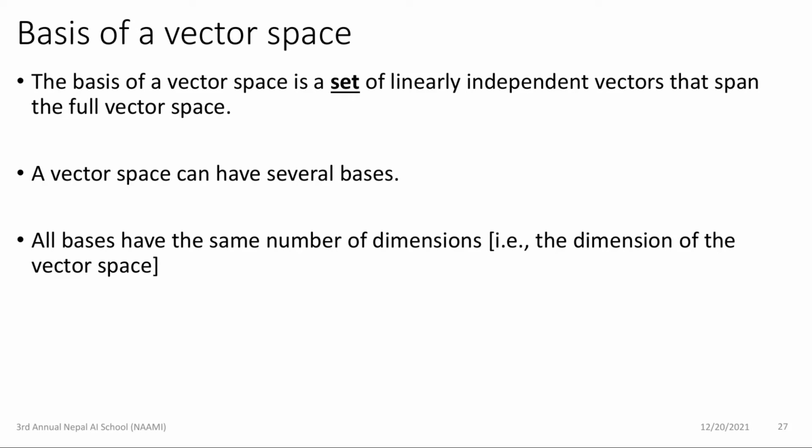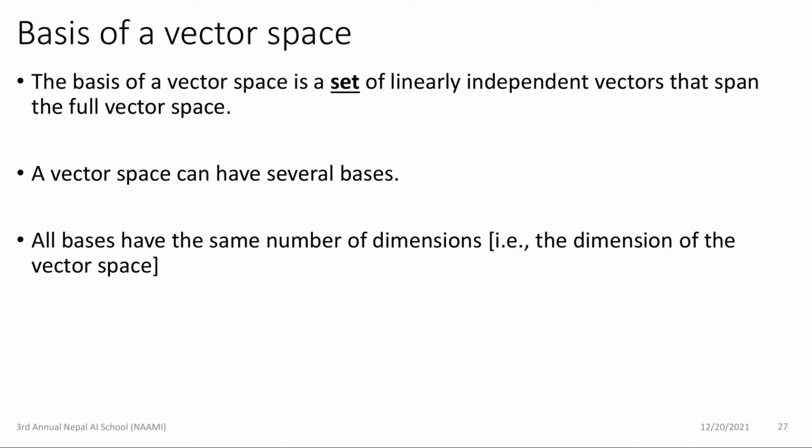And that brings us to the concept of the basis of a vector space. The basis of a vector space is a set of linearly independent vectors that span the full vector space. So basically what that means is, take some vectors that are linearly independent, which means you cannot get one vector from another, and if you can span the full vector space with those vectors, then those vectors are called the basis of that vector space. A vector space can have several bases, so it's not unique.